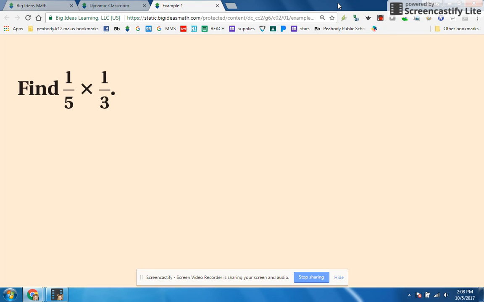So I'm going to have you try this one. You're going to pause here and figure out what 1/5 times 1/3 is. You're going to multiply your numerators, multiply your denominators.